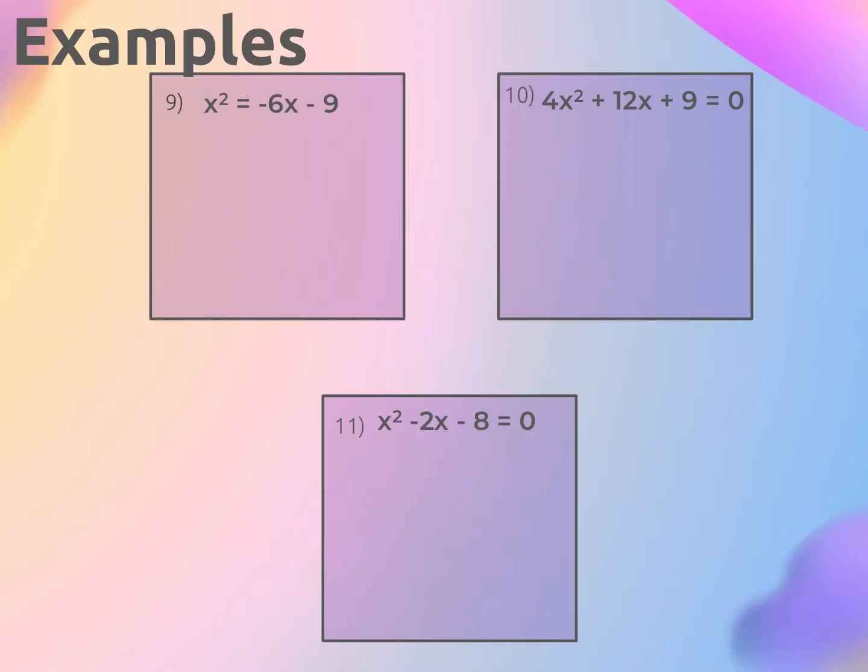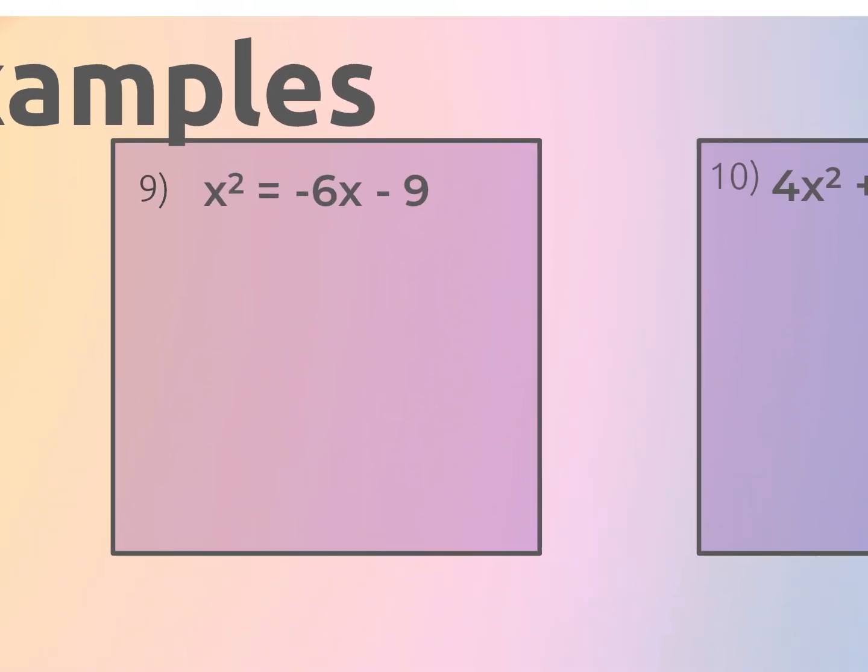Again, next one, we need to have it equal to 0. I always want to try to keep my x squared term positive. So I'm going to move these two to the other side. So I'm adding 6x and adding 9 to both sides. So my rearranged equation is now x squared plus 6x plus 9 equals 0.